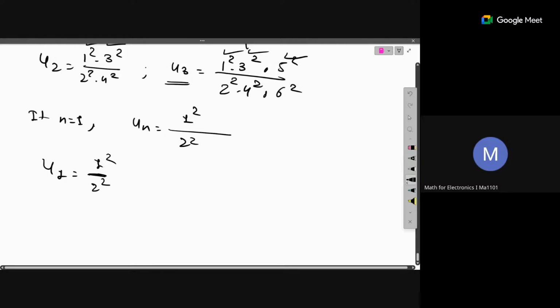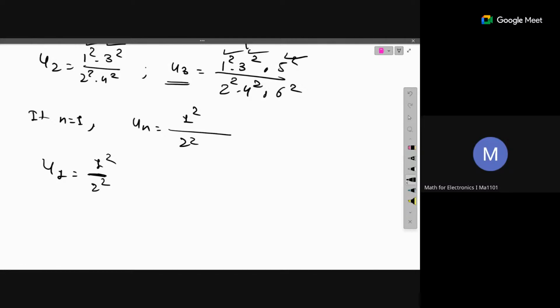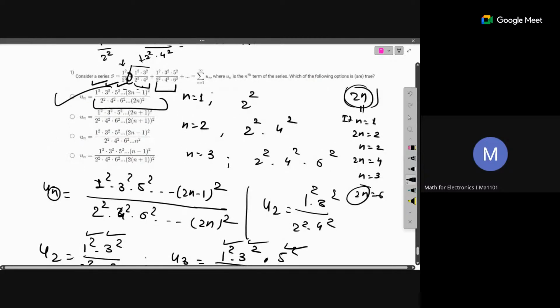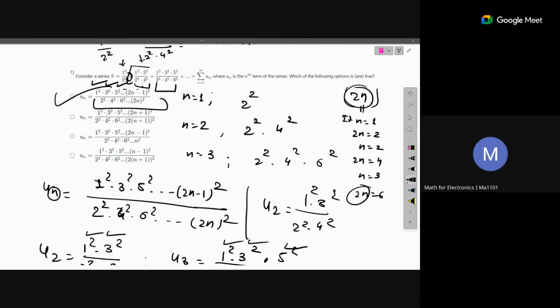Okay, got it? What I want to say is that here the number of terms is also increasing. Okay. Anything else you guys want to discuss?